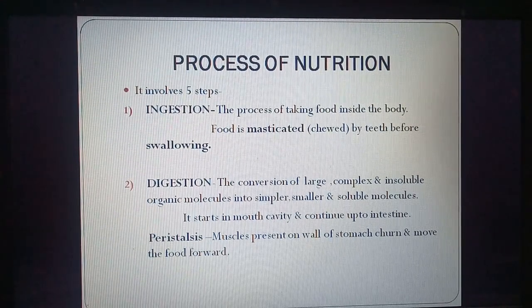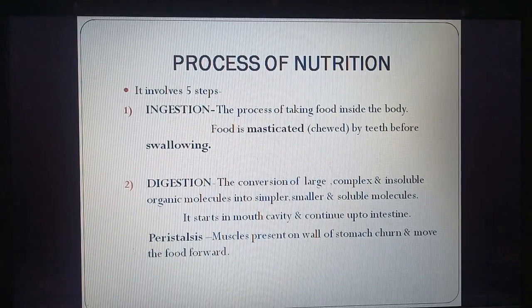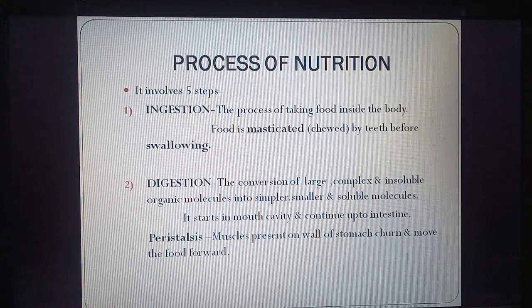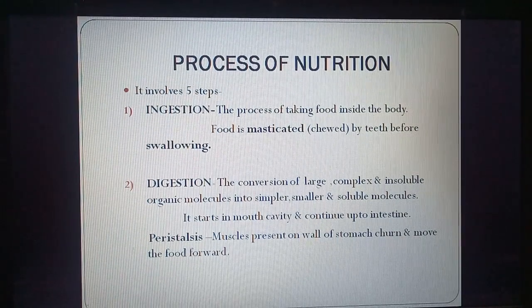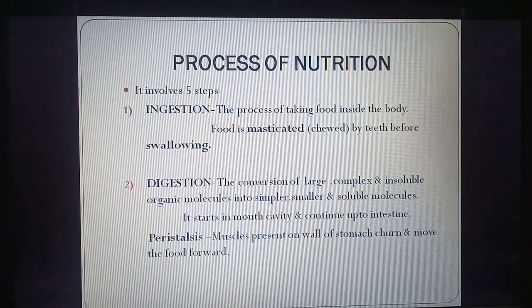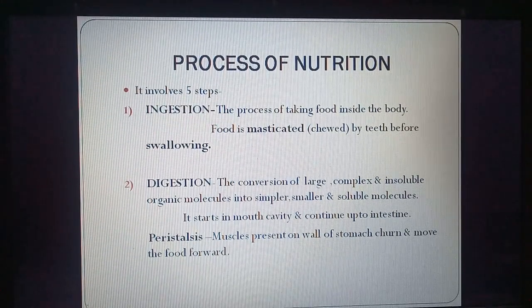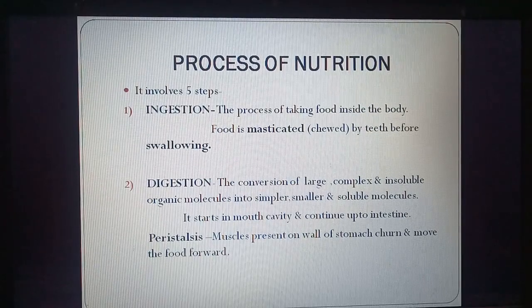Here we are dealing with digestion. So the stomach wall muscles churn. Churn means mix the food with acids and move it forward. So it is called peristalsis. In simple words, the movement of food due to contraction and relaxation of muscles is called peristalsis.